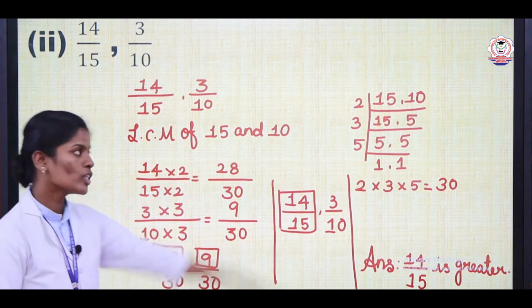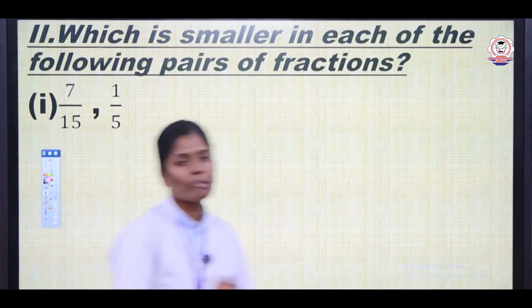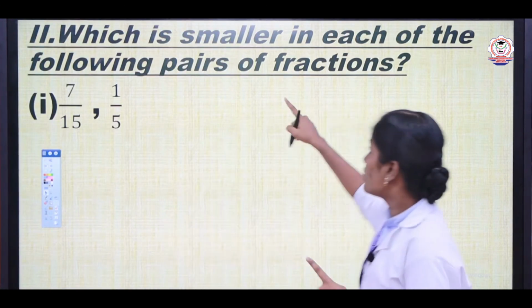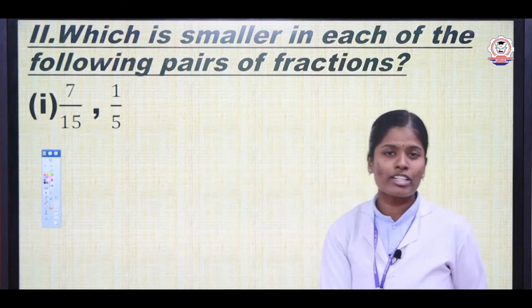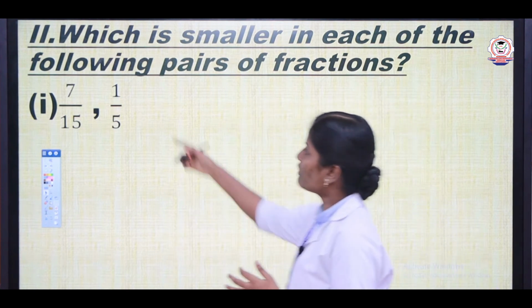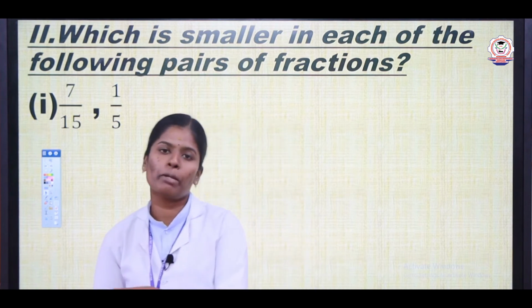14 by 15 is greater. Next we have which one is the smaller value. Listen children, which is smaller in each of the following pairs of fractions. We have 7 by 15 comma 1 by 5.